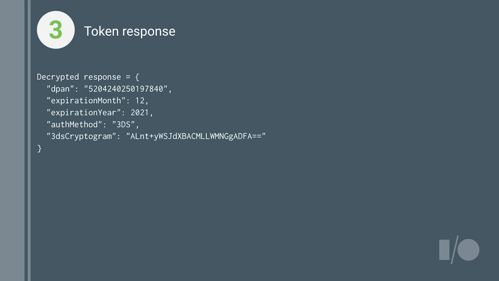So there are actually 2 fields here that I would like you to pay attention to. The first one is the DPAN. The second one is the 3DS cryptogram. The DPAN stands for device primary account number. And as you can see, it looks like a credit card, but it's not really a credit card. It even passes the Luhn check, as a curiosity.